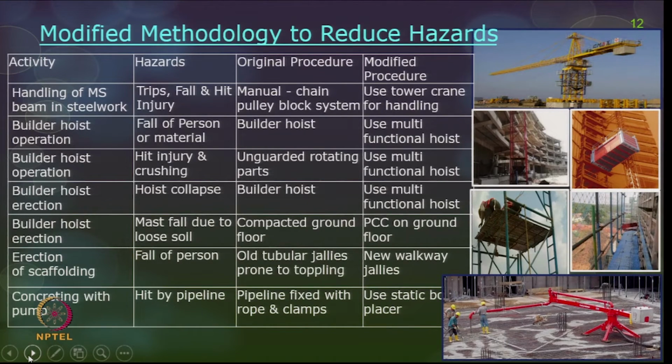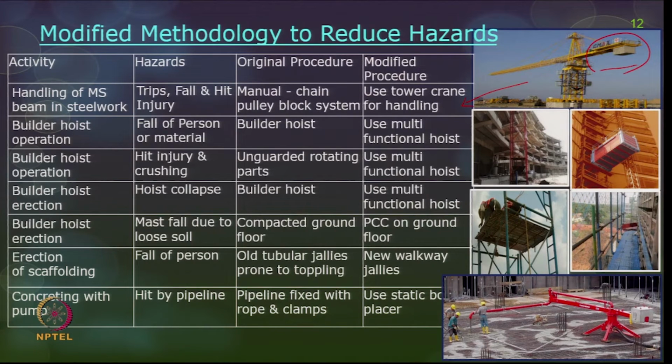This is a modified methodology to reduce the hazards. Handling of MS beam in reinforcement. Some analysis was done in one of the local projects in Delhi. Handling of MS beam in steel work. Hazards can be trips, falls or hit-by injuries. The original procedure was manually done, with a chain pulley block system. Then later the modified procedure, just for promoting safety, used a tower crane for handling.